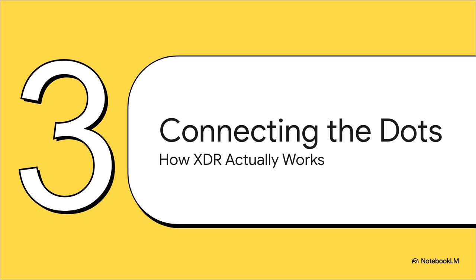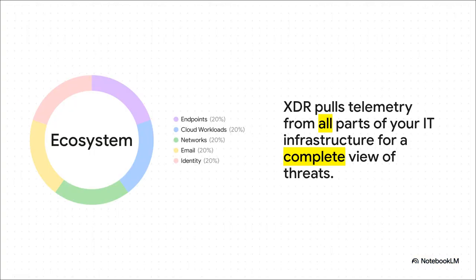Okay, so that's the what. But what about the how? How does XDR actually piece this whole puzzle together? Let's walk through it. It really all starts with the data. XDR is designed to pull in information from basically everywhere. Endpoints, cloud workloads, network traffic, your email system, even user identity systems. This is the extended part of the name in action. It's built to see the whole picture, not just tiny pieces of it.